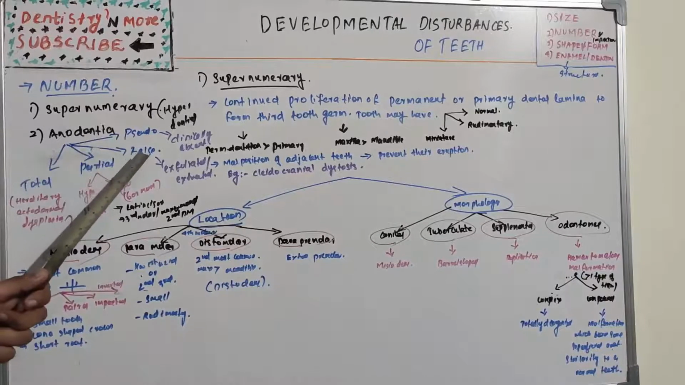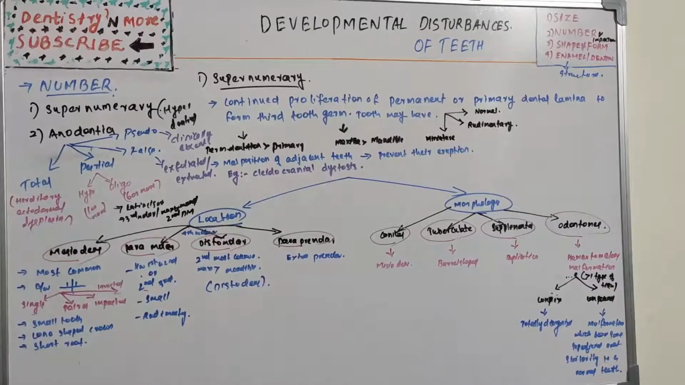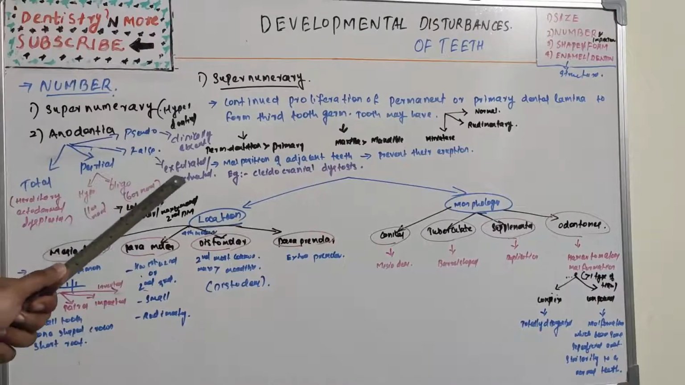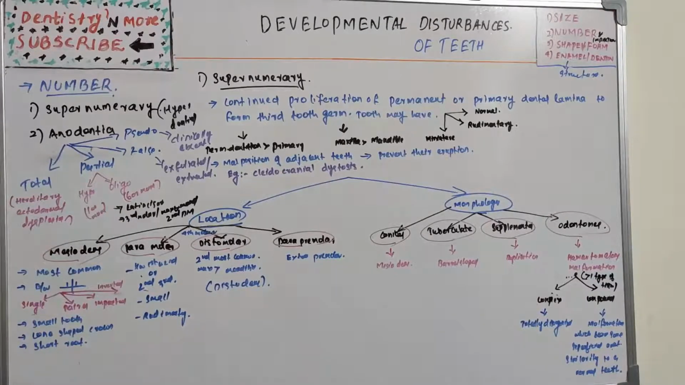Now we have false anodontia. False anodontia is when the teeth are missing because they have exfoliated or been extracted. Teeth will be missing when they exfoliate normally, or if they are extracted for any reason. It could be dental caries extraction, it could be orthodontic extraction, or any other reason. If teeth are missing, we can say it is false anodontia.